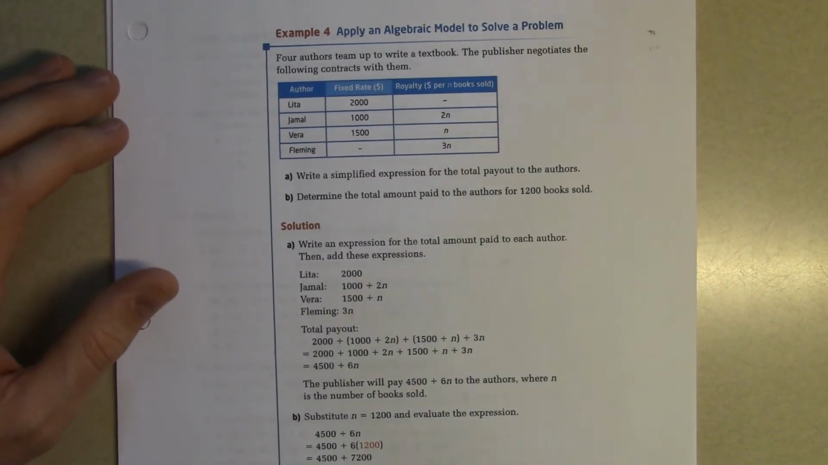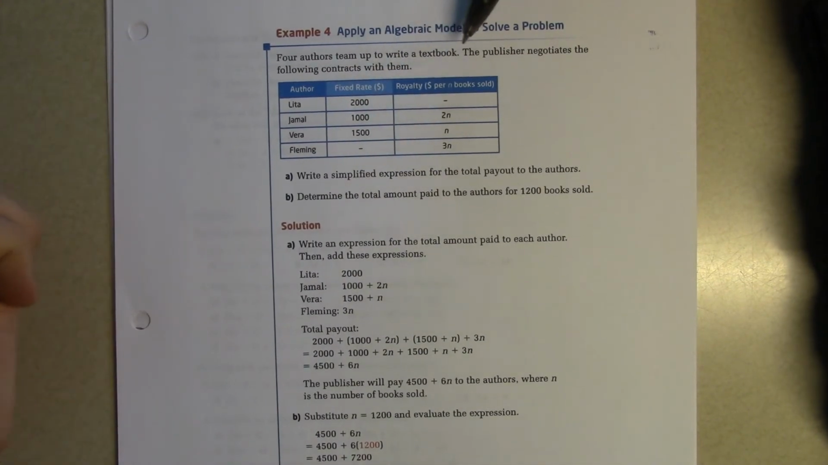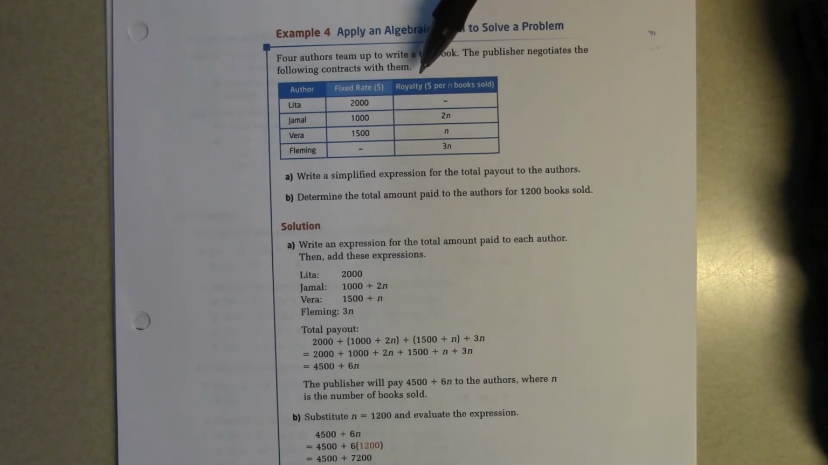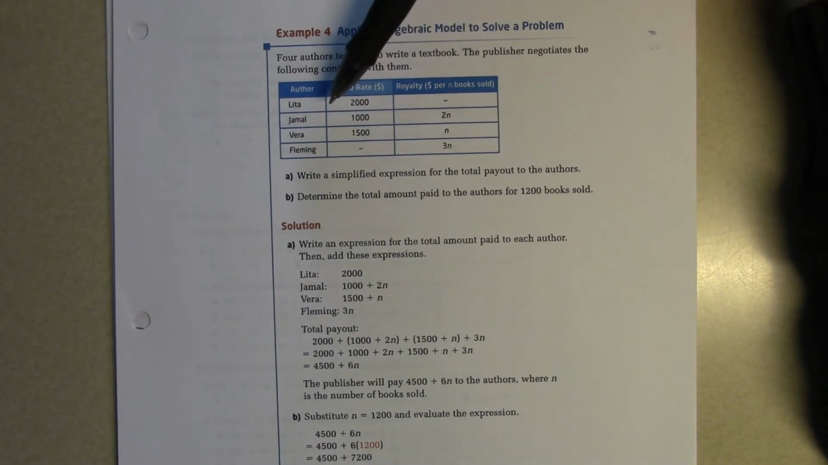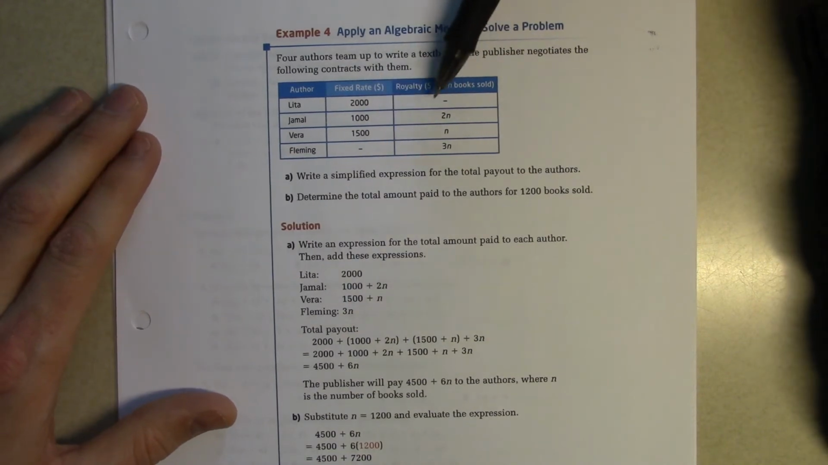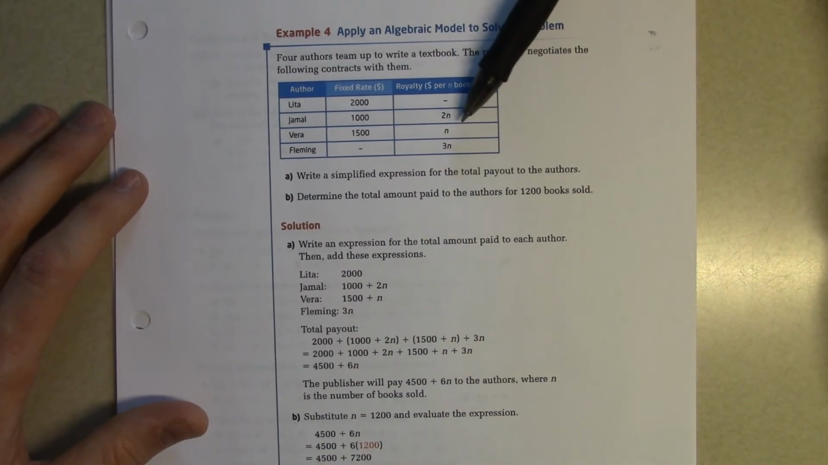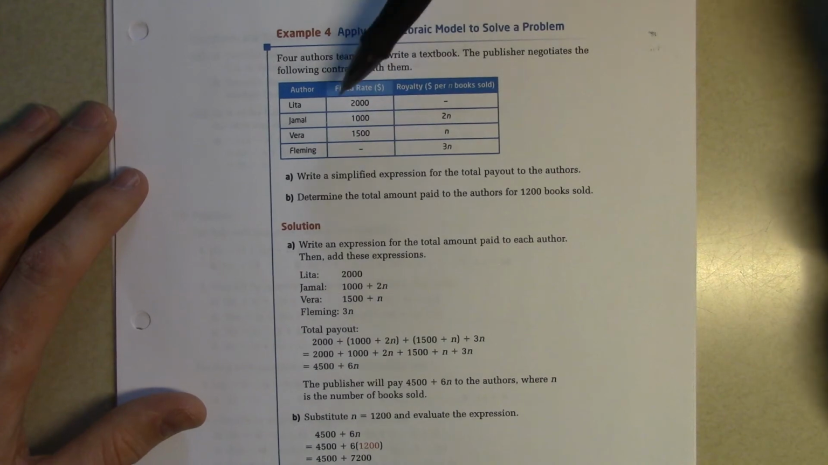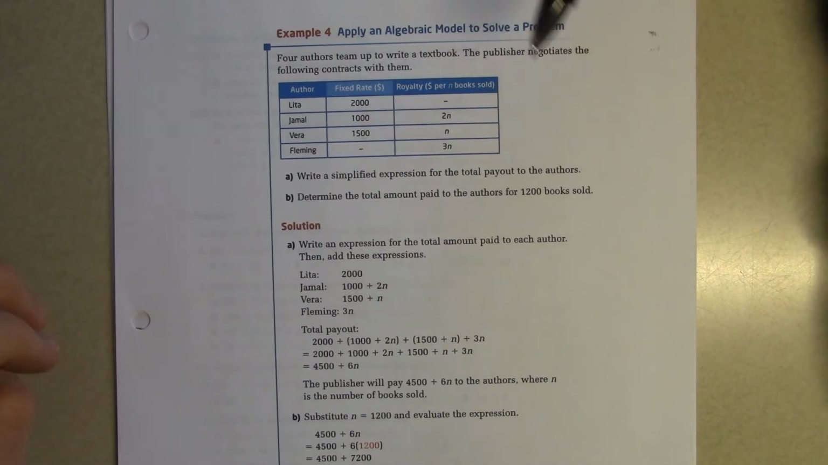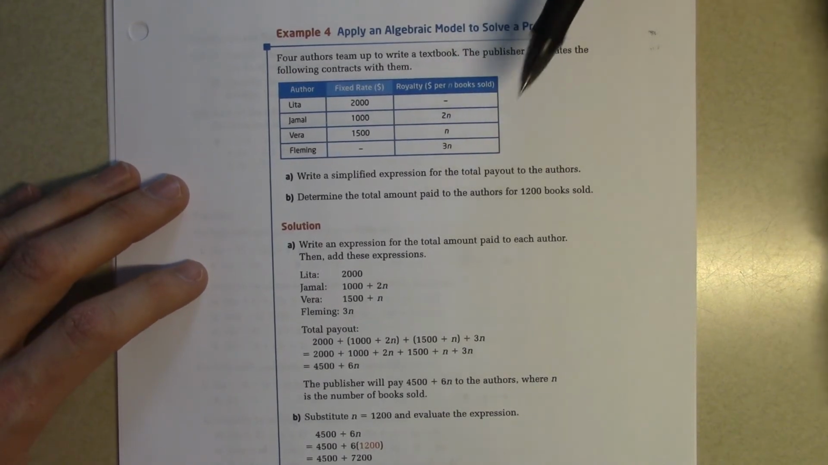Example 4. Apply an algebraic model to solve a problem. So it says 4 authors team up to write a textbook. The publisher negotiates the following contracts with them. So here are the authors. This is the fixed rate they get, so the amount they're paid, and then they get a royalty, so the amount of dollars per n books sold. So if 1 book is sold, Jamal gets $2, Vera gets $1, and Fleming gets $3. If 2 books are sold, again, 2 is substituted for n, and these multiply.